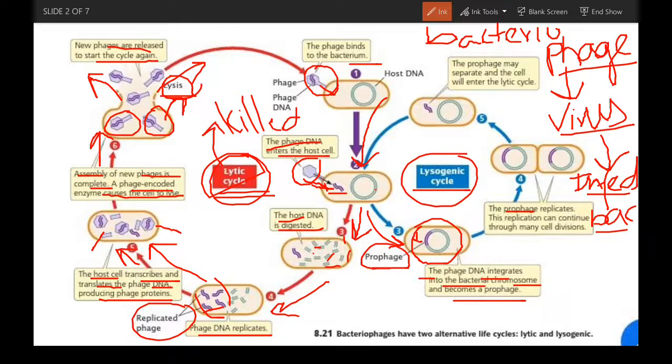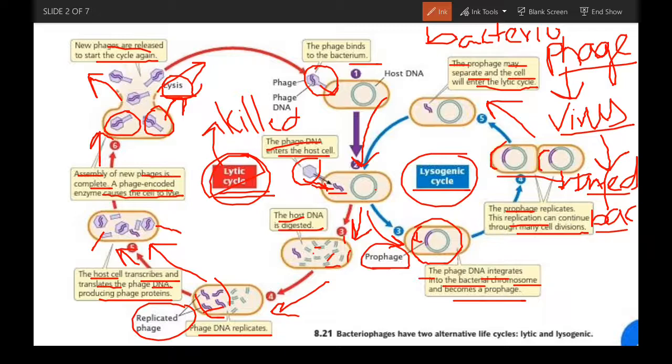So the prophage replicates. This replication continues through many cell divisions. We can see the purple part; these DNA molecules are of the virus, the phage, while these are the bacteria. So it has been integrated into the bacterial genome and is replicated along with the bacterial genome. Then what happens? The prophage may separate and the cell will enter the lytic cycle.